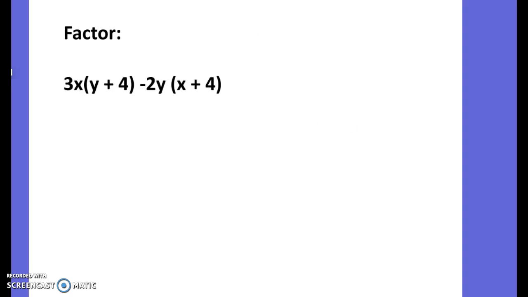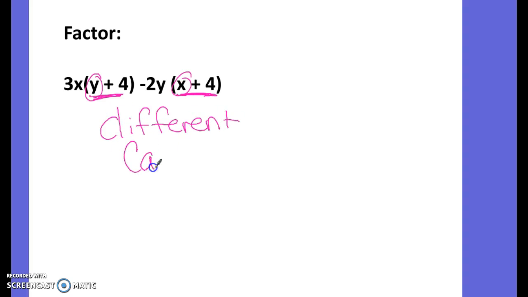The same thing here, 3x times y plus 4 minus 2y times x plus 4. Y and x are different. You can't factor any further. We have one more example.